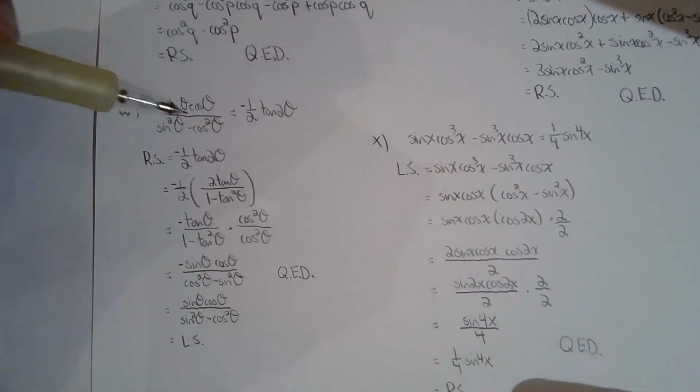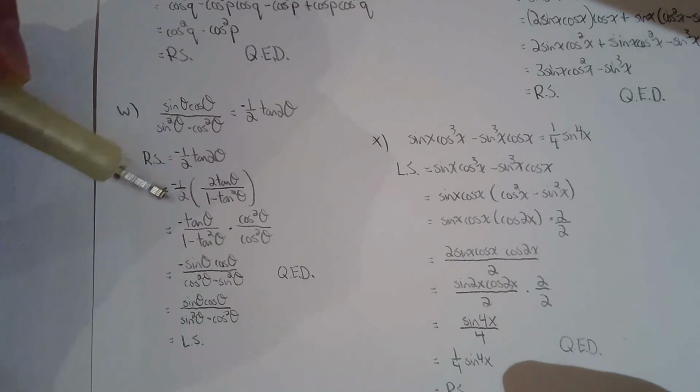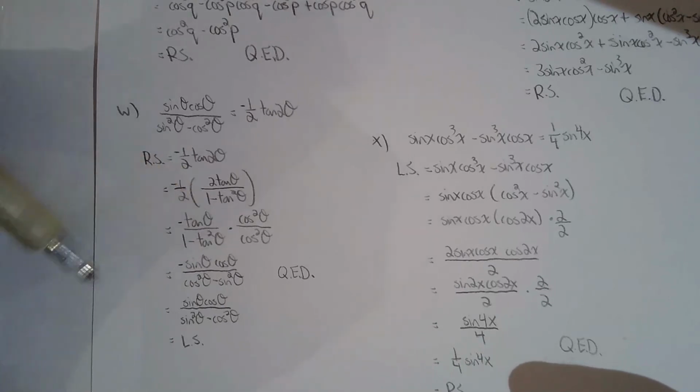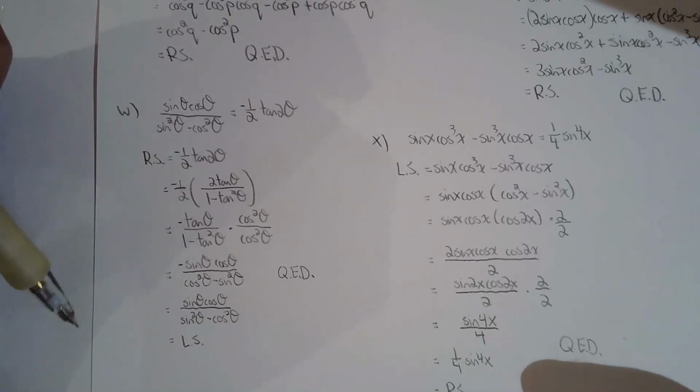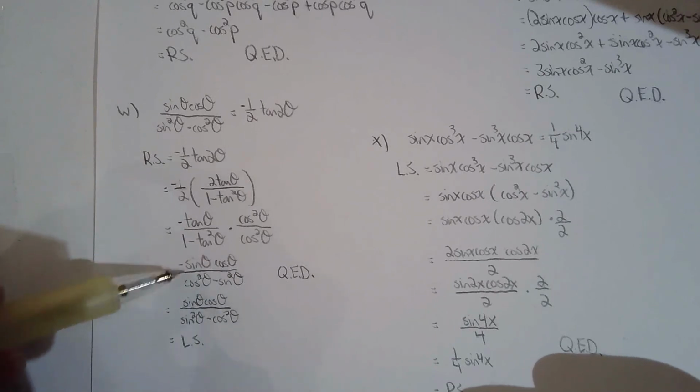W, double angle formula for tan, and then once you simplify, the half is gone, and then multiply the numerator and denominator by cos squared theta, and you're essentially there. Yeah, it has a negative in the numerator, negative sine theta cos theta, but I got rid of the negative by multiplying the denominator by -1.